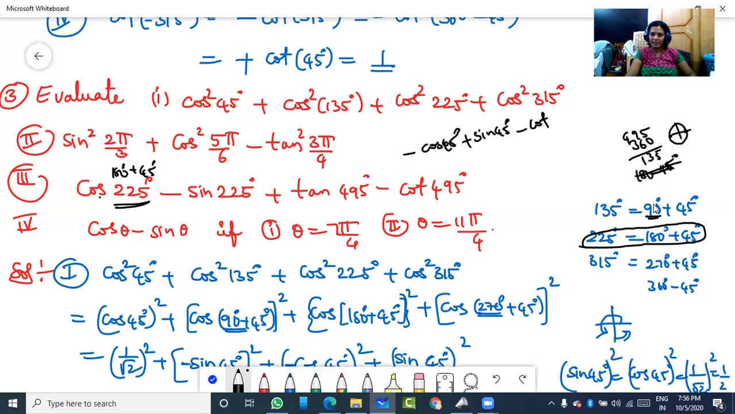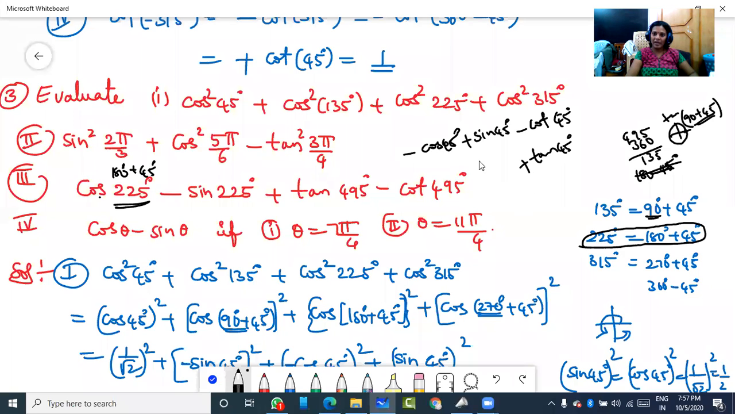Tan changes to cot because 90 is there. 360 means the rotation is completed, then we take 90 plus 45. For this 90 plus 45, tan changes to cot 45. In the second quadrant, tan is negative, so minus cot 45. The same thing for cot also. One rotation is completed, 90 plus 45 is there, cot changes to tan 45. In the second quadrant, cot is also negative. So negative into negative is positive.